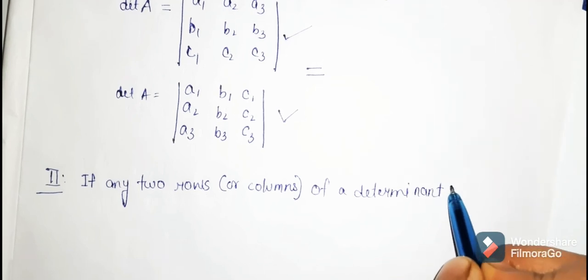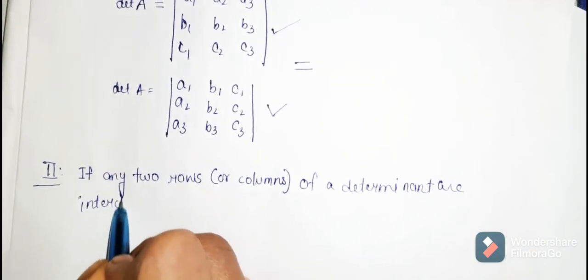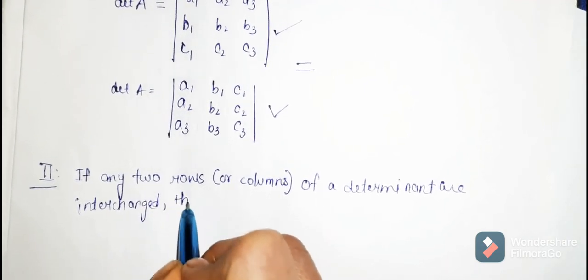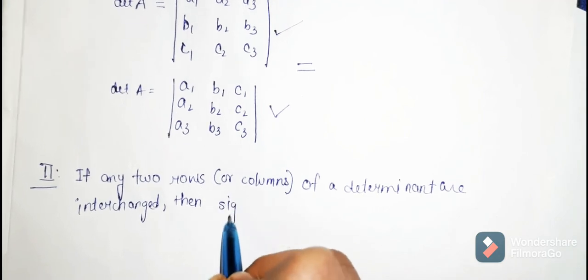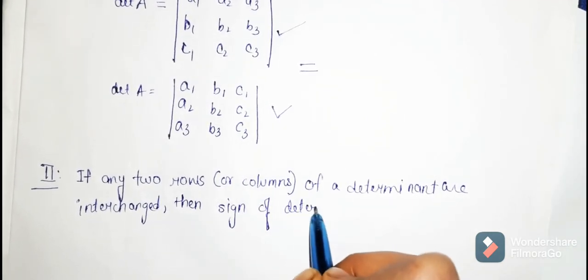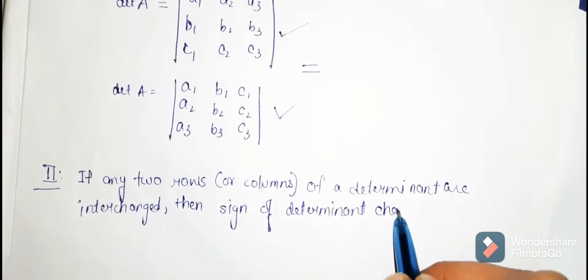If any two rows of a determinant are interchanged, then the sign of the determinant changes.